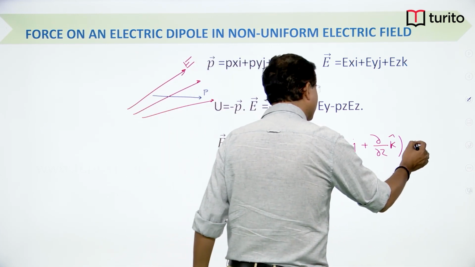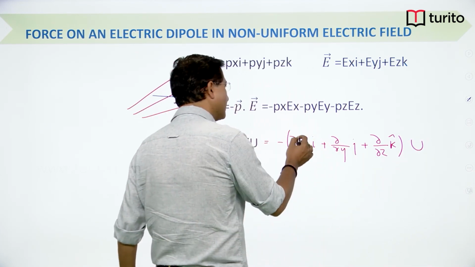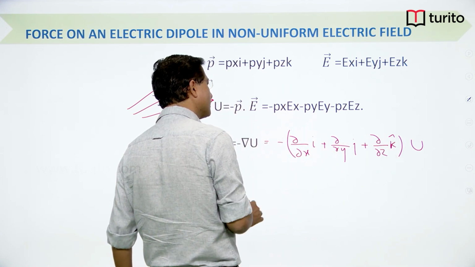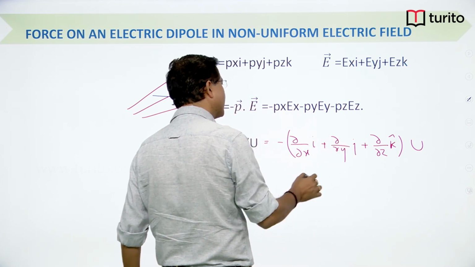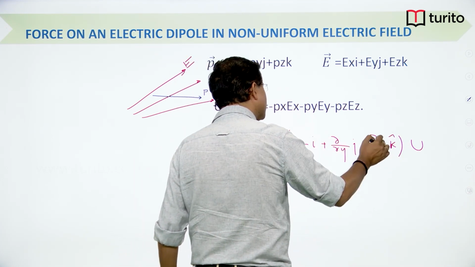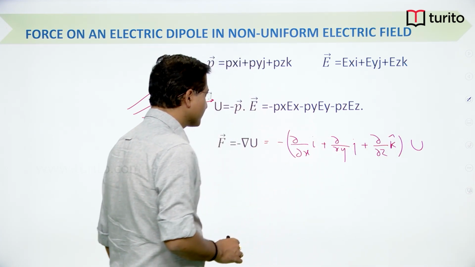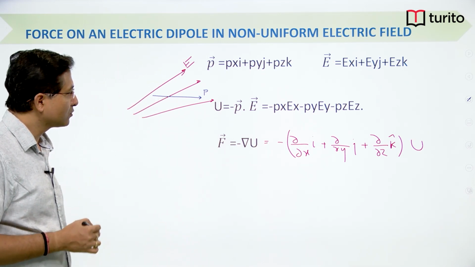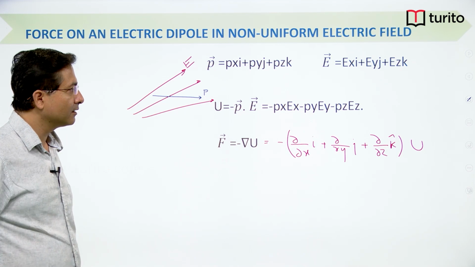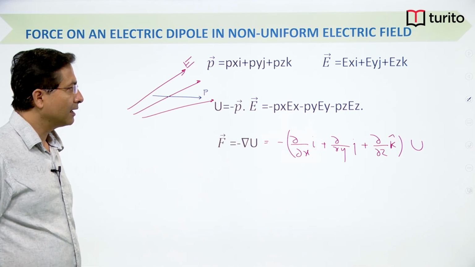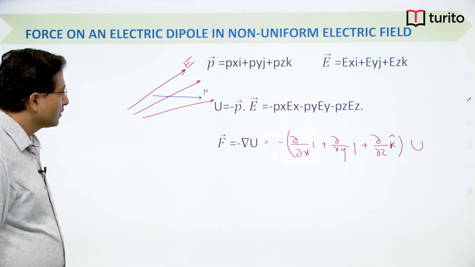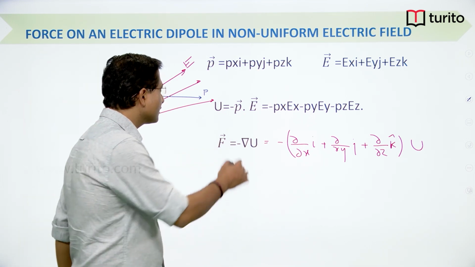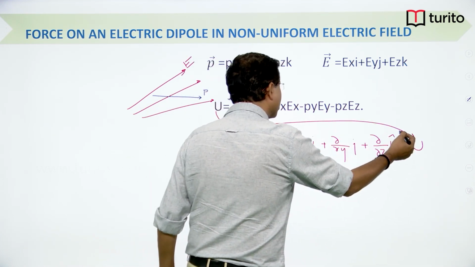and we have to differentiate U with respect to x to get the x component of force, U with respect to y to get the y component, and U with respect to z to get the z component. These are all partial derivatives, right. So partially we will differentiate potential energy with respect to x, y and z. This will give me force, and I know the expression of potential energy, that I substitute here.